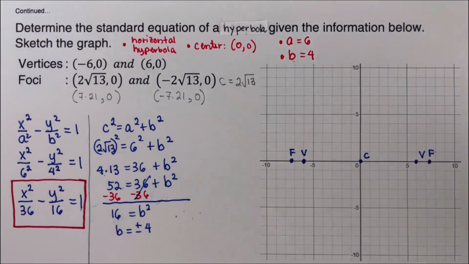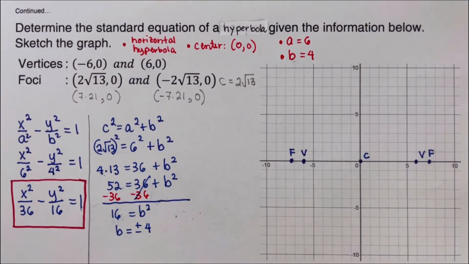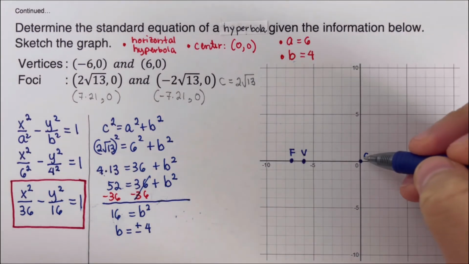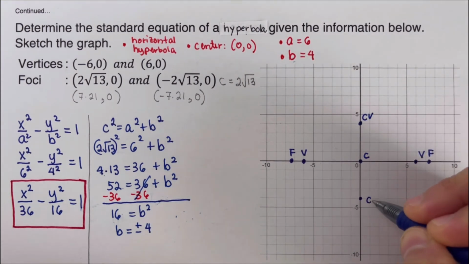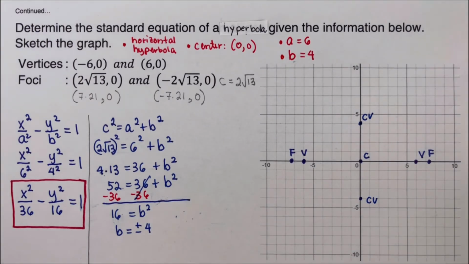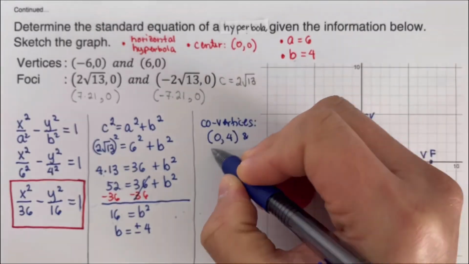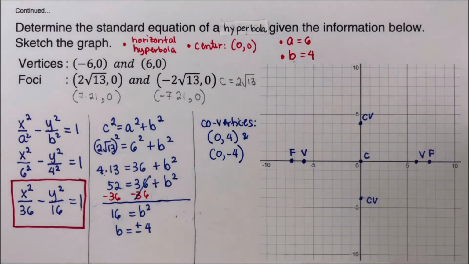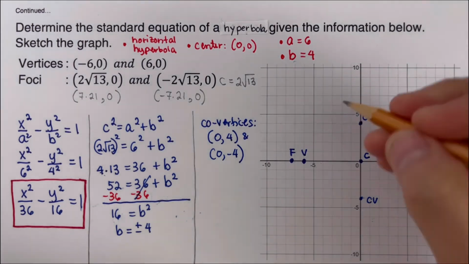Now, looking at this, b is 4, so b is actually the distance from the center to the co-vertex. That means I go up 4 and down 4 for the location of the co-vertices. And so we can go ahead and write the coordinates of these two co-vertices down here. Okay, so we can go ahead and sketch the rectangle and the two asymptotes.